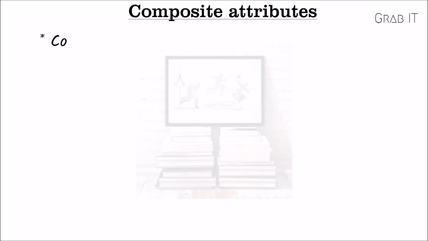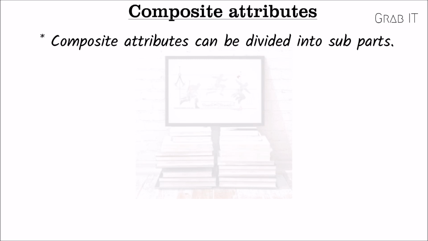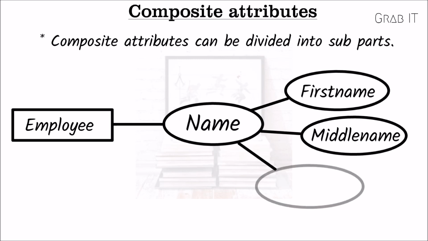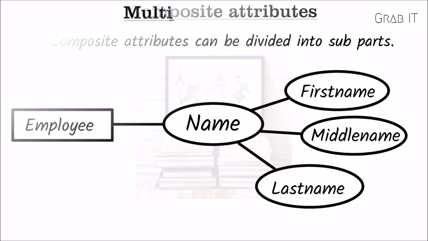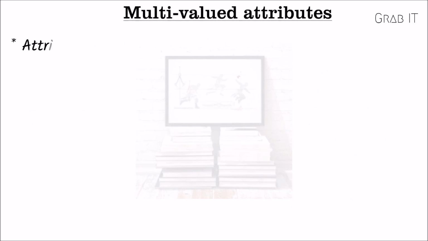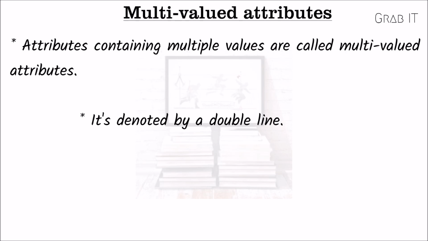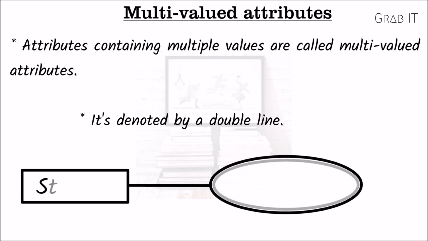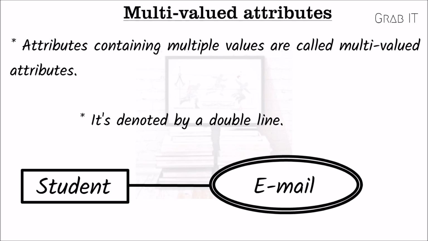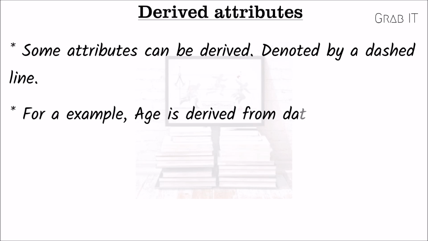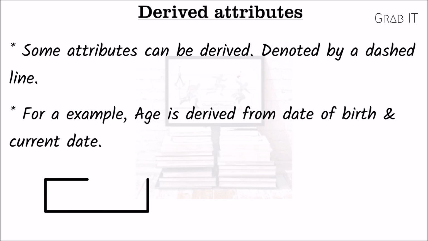Composite attributes. Composite attributes can be divided into subparts. Multi-valued attributes. Attributes containing multiple values are called multi-valued attributes. It is denoted by a double line. Derived attributes. Some attributes can be derived, denoted by a dashed line. For example, age is derived from date of birth and current date.